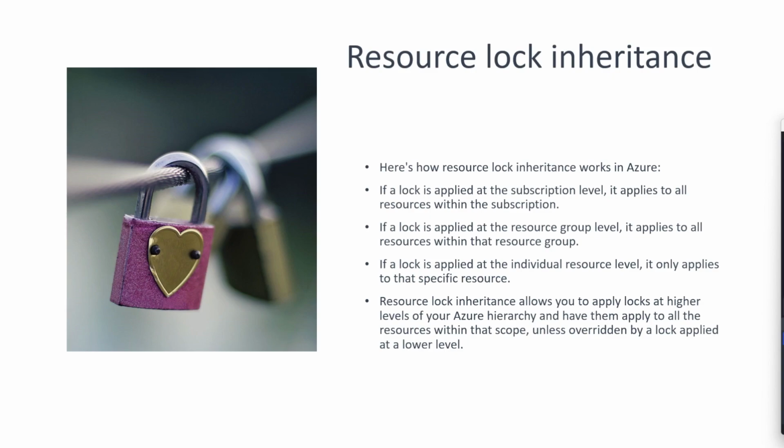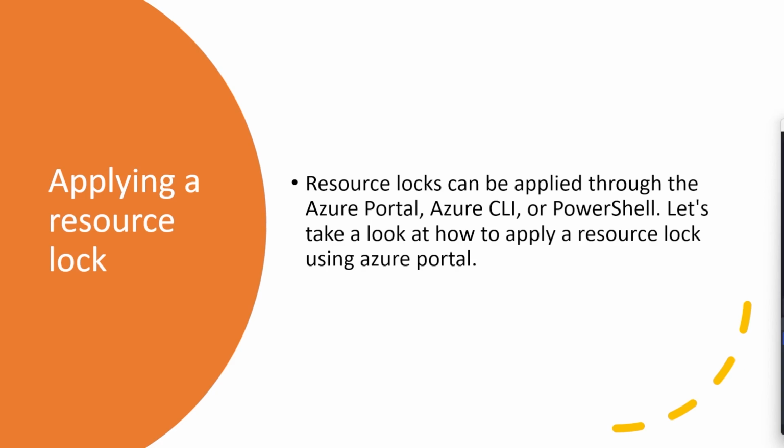It can happen that we are managing our production resources in a separate subscription and we can put the lock at the subscription level. Or in the same subscription, if there are multiple RGs for production-related components, then we can also apply the locks on those RGs. The rest of the RGs can have different policies associated with them. Resource locks can be applied through the Azure Portal, CLI, PowerShell, and SDKs. Let's see how we can apply a resource lock using the Azure Portal.